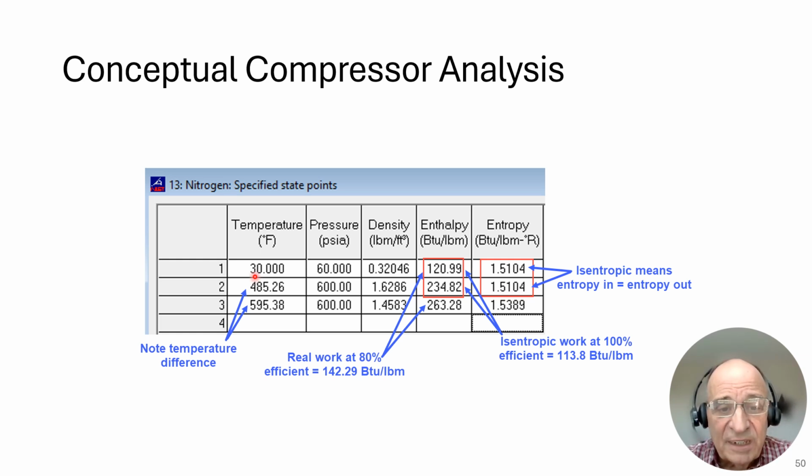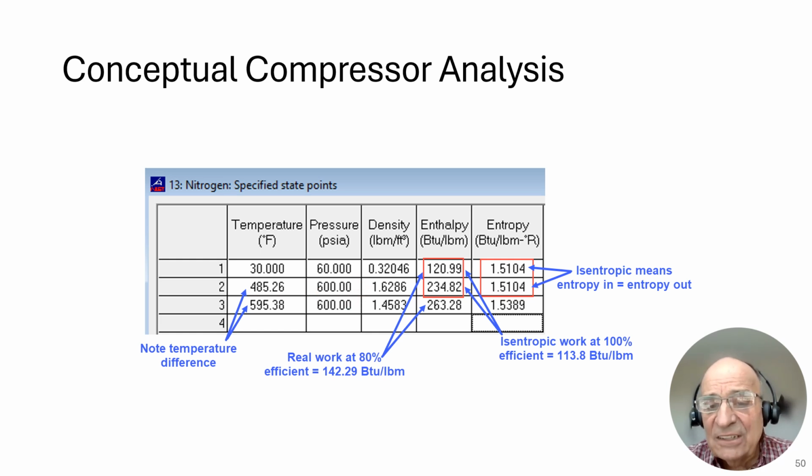We'll put in the input data for the inlet is 30 degrees Fahrenheit. That's an intensive property. We need a second intensive property. We put 60 psi absolute, and the remainder of the table populates. To do the isentropic work, we have to put this entropy in as an intensive property into this cell. And what other intensive property do we know? The 600 psi outlet pressure. So we put that in, and the rest of the table populates.